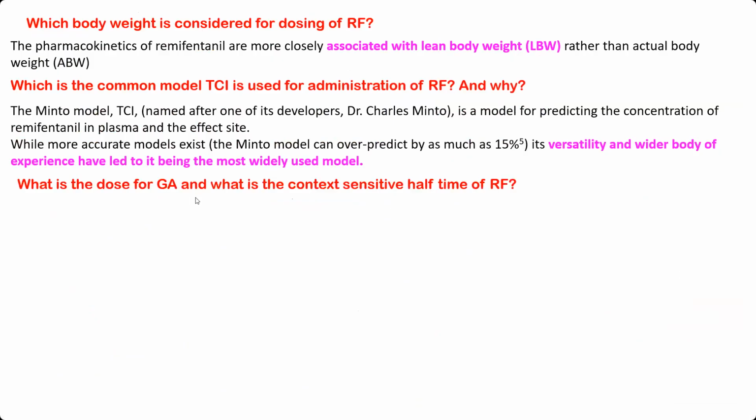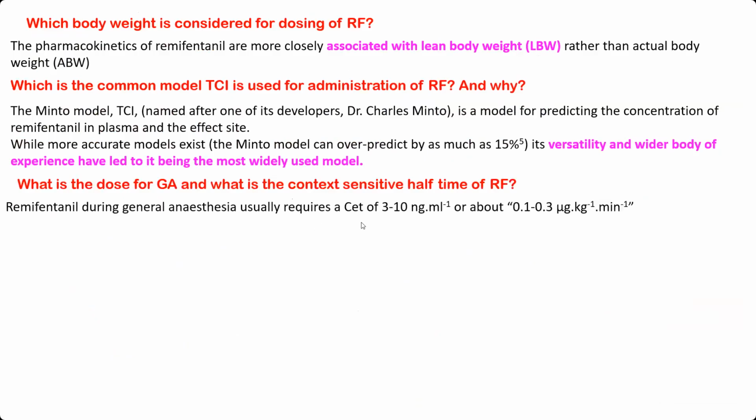What is the dose of remifentanil for GA and what is its context sensitive half-time? The dose is 0.1 to 0.3 microgram per kg per minute. That is the dose for intraoperative supplementation during general anesthesia. And the context sensitive half-time, in 1 hour, is 4 minutes, sir? It is 3 to 4 minutes, not 1 hour. It's only about 3 to 4 minutes.